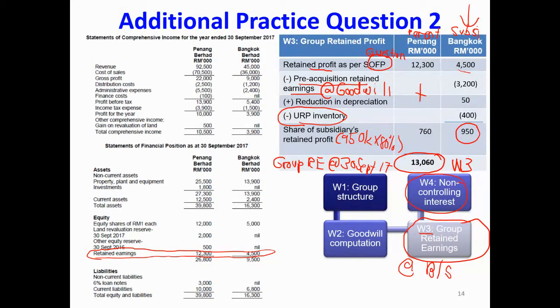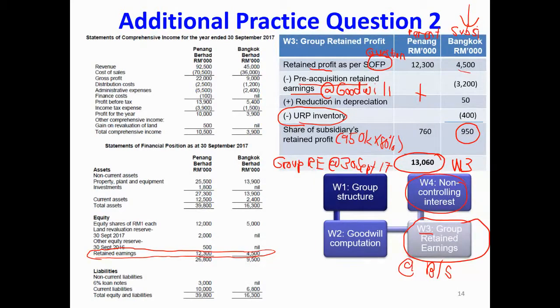Okay, if the rest of you have no queries or no questions, I'm going to move on to the last working, which is working number 4, NCI. Calculate your NCI. Okay, one question popped up. Miss, are there usually any other adjustments for retained earnings that are different from this question? Okay, Mayan, very good question here.